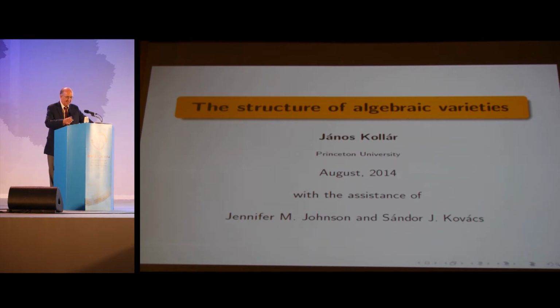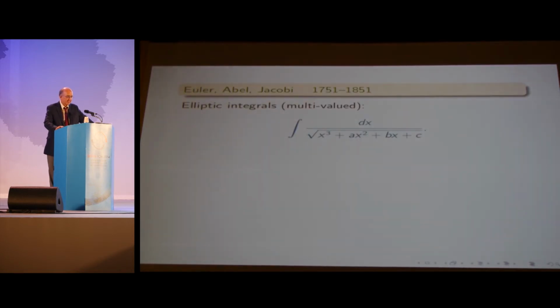And so, I would like to tell you about the structure of algebraic varieties. So this is meant as an introductory talk. For any technical details, you should look at my paper in the ICM volume. And I would like to thank especially Jennifer Johnson and Sándor Kovács for helping me to prepare this presentation. And so the story starts long ago. Most likely the real starting point is Euler in 1751, when he started to look at elliptic integrals.